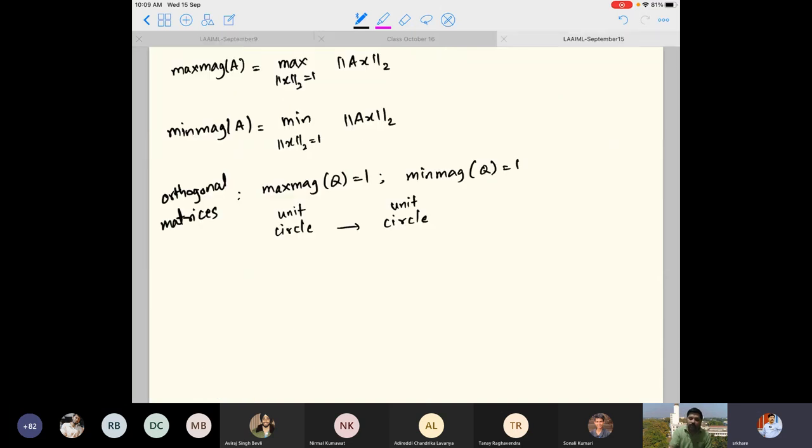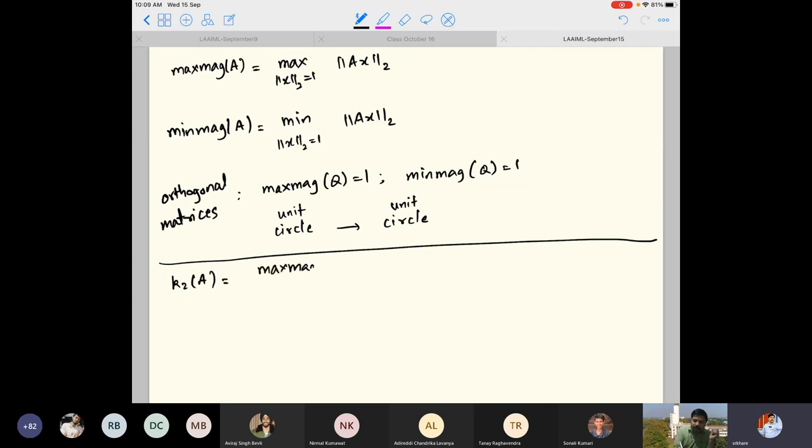Okay, so we want to take this one step further, and we really want to understand this condition number. Now, how can we relate condition number to this maximum magnification and minimum magnification? Okay, so the result that we are really going to prove: condition number of A is basically maximum magnification of A divided by minimum magnification of A. Okay, so that's the result that we are trying to prove.